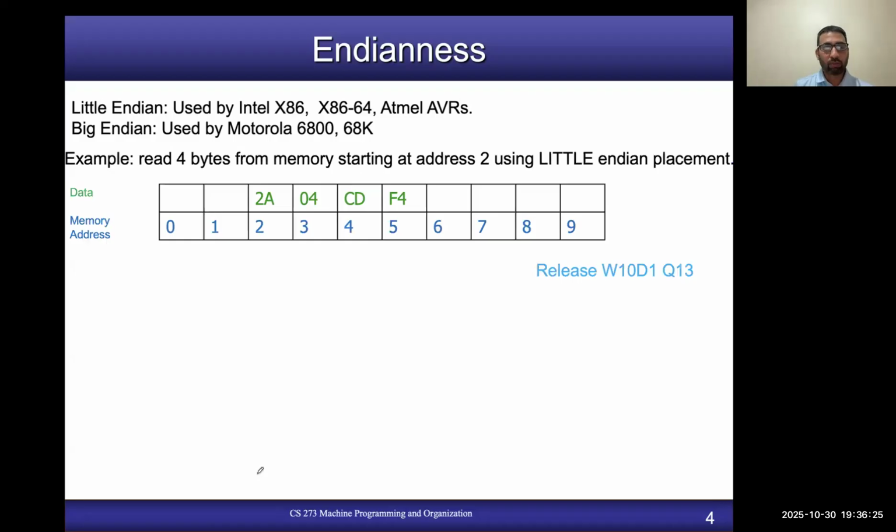Here is an example. Suppose that we want to read 4 bytes from memory starting at an address. This is the current situation of the memory, so it already contains the data. We want to read this data, these 4 bytes, and put it in a register. If we put it in a register using the little endian placement, what will be the value of that data?